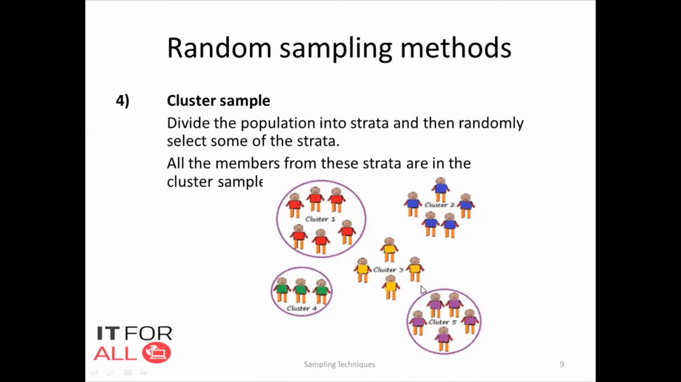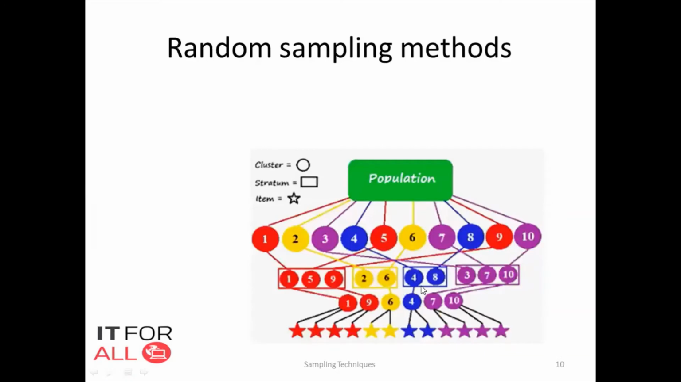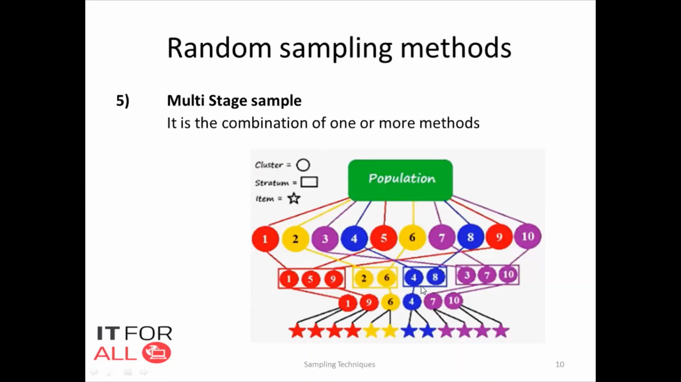Random sampling methods, the last is multi-stage sampling. It is a combination of what we have already discussed: at any stage random sampling, at any stage strata created, at any stage clusters created, and then the samples are taken. So it is a combination of all. So that's all for today.